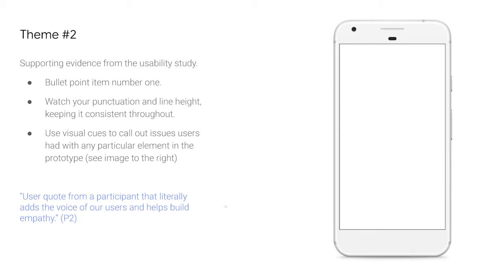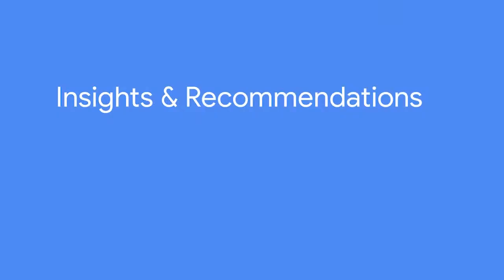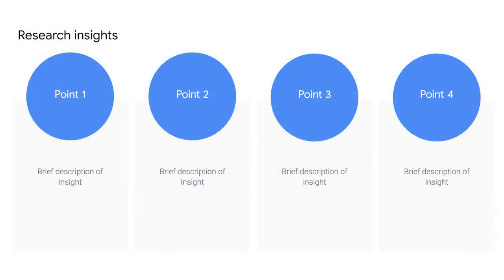Okay, we've made it to the third section, which is a summary of our insights and recommendations. Let's fill out the first slide in this section, Research Insights. It's helpful to prioritize your research insights from the most urgent to the least urgent. You'll likely do this prioritization with project stakeholders like a fellow designer, the product manager, or an engineering lead.